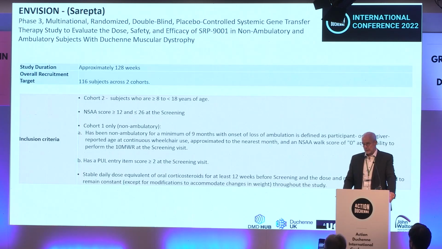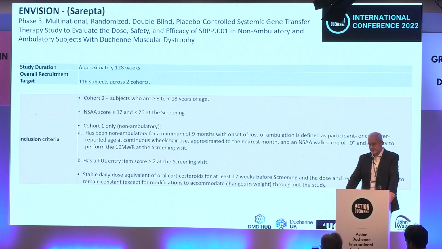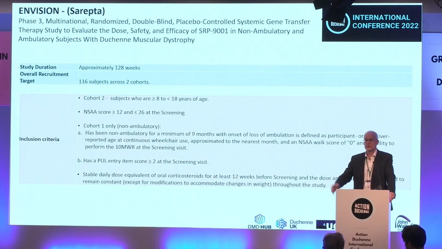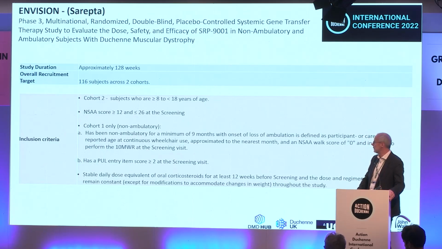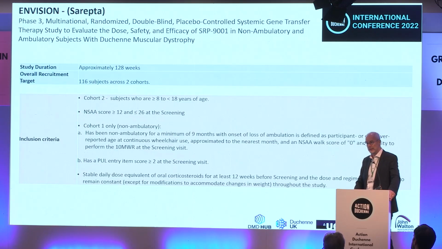Then this is a trial from Sarepta and Vision, and it's a phase 3 trial. Again, I'm listing this here as a future trial because we are currently not yet enrolling patients in the UK. This is a study where the study duration would be more than 2 years. The target is 116 patients, so it's very large. This is also for non-ambulatory patients. I think that's what makes it really interesting.